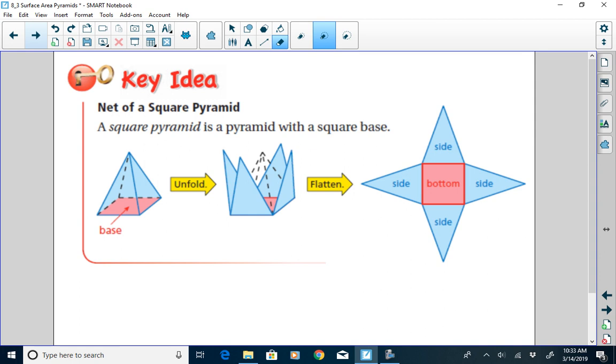Here's an example of a net of a square pyramid. Notice that the base is a square, hence the name square pyramid. We name pyramids by the shape of their base. Notice the faces, the lateral faces, are all triangles. So we have a square base, but each one of the faces is going to be in the shape of a triangle. The triangles all come to one point called a vertex.